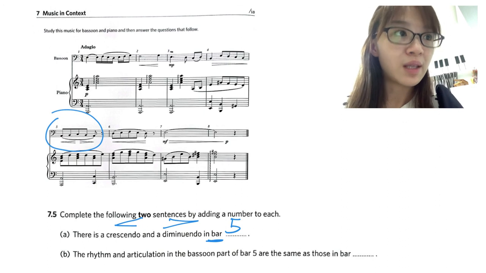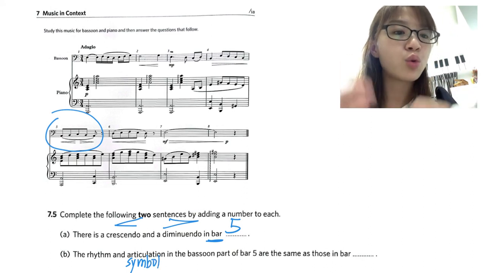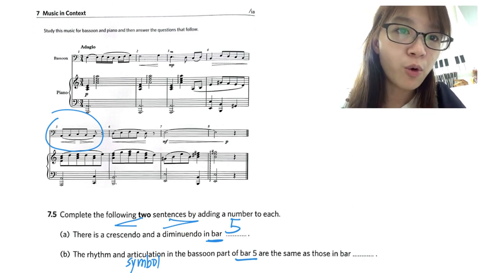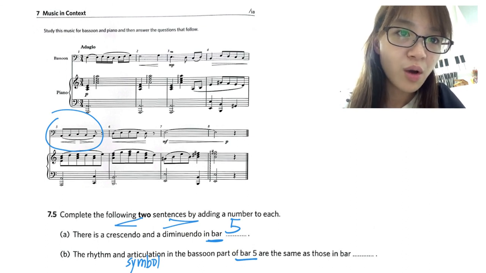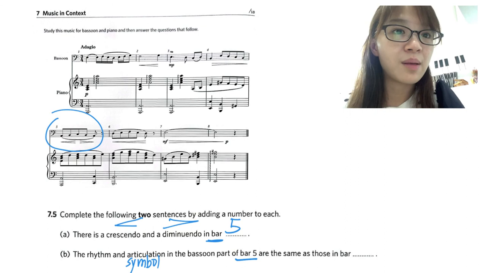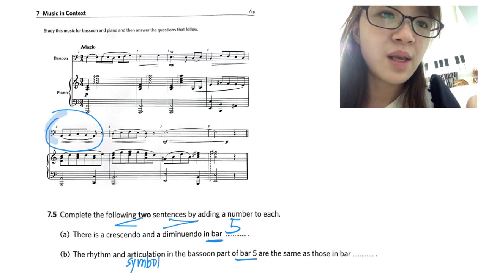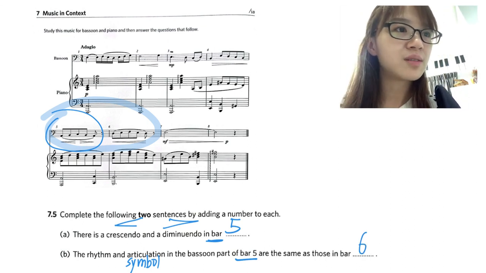So the rhythm and the articulation, meaning symbols like staccato and legato, in the bassoon part, bar 5. We check: you have four quavers and a quaver rest. Your symbol is the same, the rhythm is the same. You have a slur, five notes, followed by a quaver. The symbol is the same. Other than that, there is nothing else the same as bar 5. So the answer is bar 6. These two bars are the same, bar 6 is your answer. That's the end of question set B.